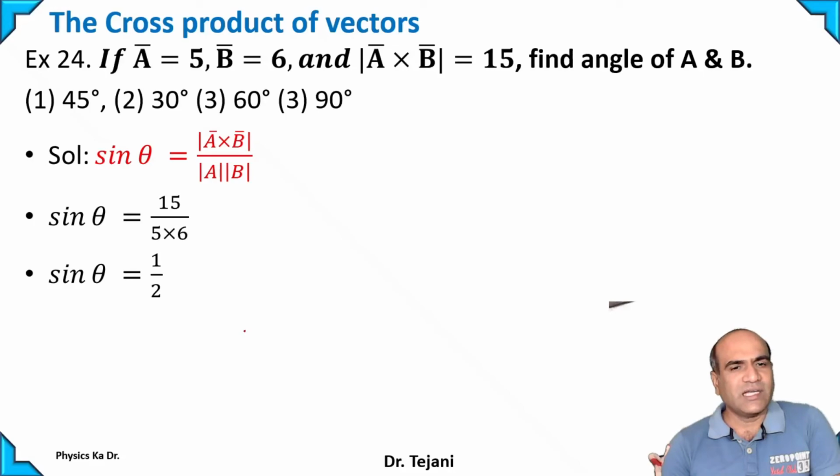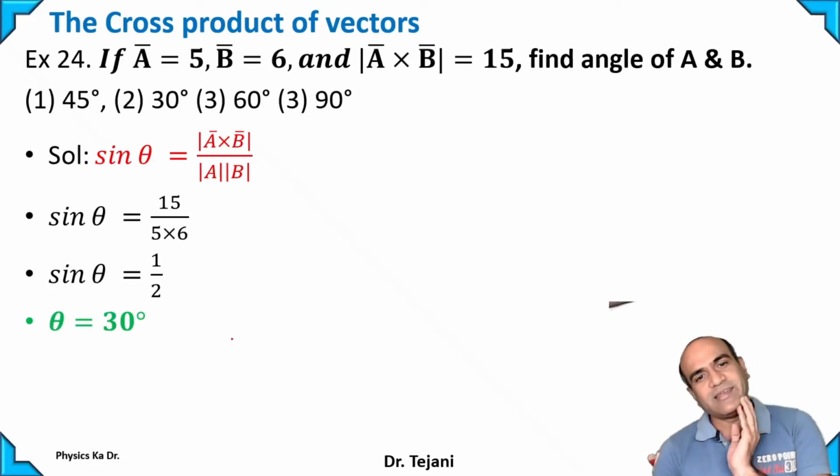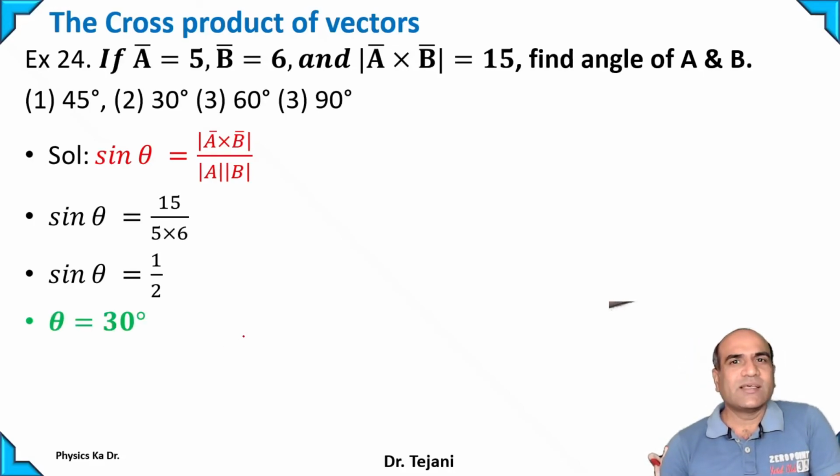And what about sine theta equal to 1 half? It is sine 30 degrees. It gives sine 30 degrees. Sometimes you will have very simple questions also, and simple questions build the basics. You should start from simple examples, and then we should move towards difficult ones.